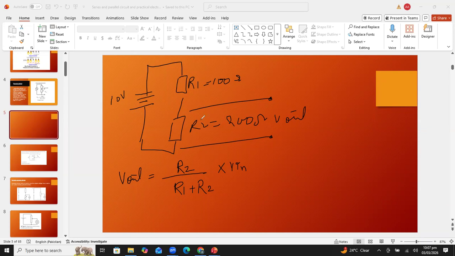So I will keep R2 in the numerator, divided by the sum of resistances in the denominator, multiplied by the input voltage, which is 10 volts. Now I just need to put in the values. R2 is 200 ohm, divided by R1 is 100 plus R2 is 200, multiplied by input voltage 10 volts. Now, students, output voltage is equal to 200 divided by 300 multiplied by 10. Solve this and tell me what answer you are getting. Hurry up.